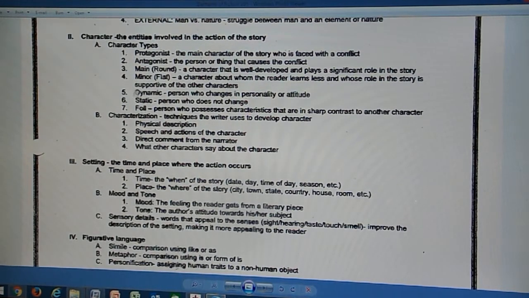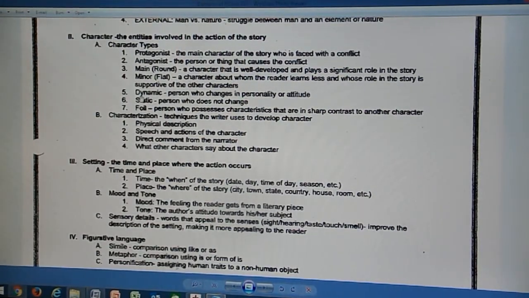Now, the last three tend to be more difficult for people to understand. We have the dynamic character, which is a person that changes in personality or attitude. The static character, who is the character that doesn't change at all. And then you have the foil character. The foil character is a person that possesses characteristics that are usually in very sharp contrast to another character.